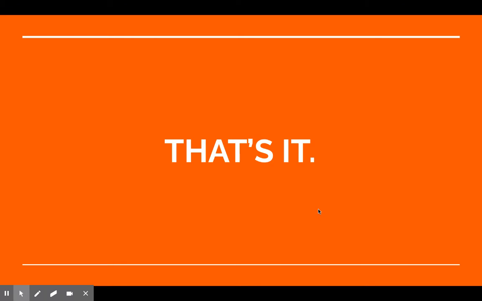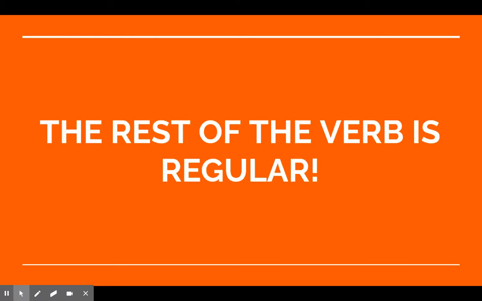So it's not like the present tense. You're dropping off the second letter of the stem change. So you're just making it O to U and E to I. That's it. The rest of the verb is totally regular.